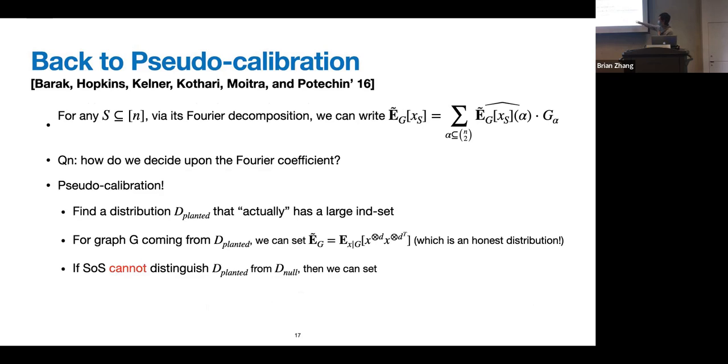And yeah, when we have a graph G that truly has a huge independent set, it's easy to come up with E tilde of G because we can set it to be the true moments of X, which is an indicator for the true independent set. And this is an honest distribution. And if we take a leap of faith and say SOS cannot distinguish these two distributions, the planted distribution that has a true large independent set and the null distribution, which is G(n, d/n), then we can set the Fourier coefficients to be those coming from the planted distribution by using the Fourier inversion formula.